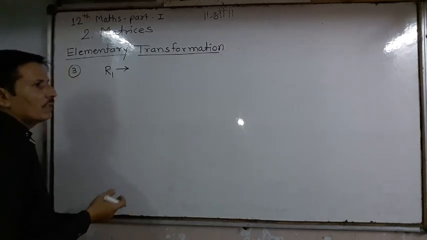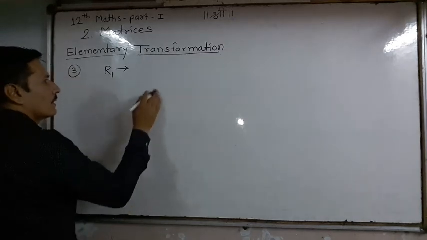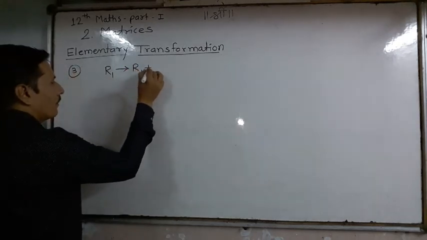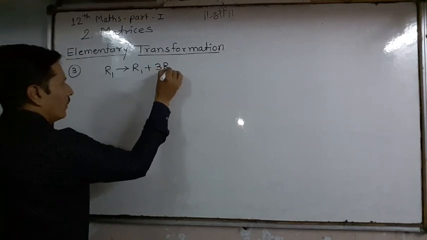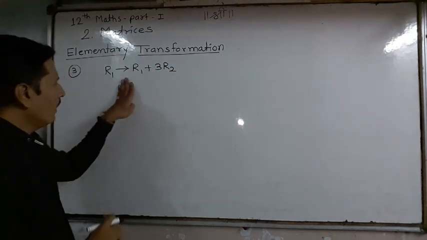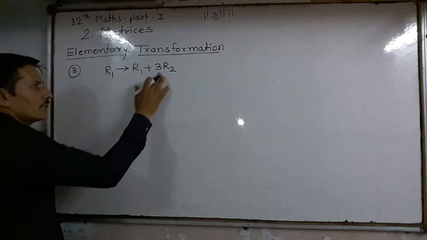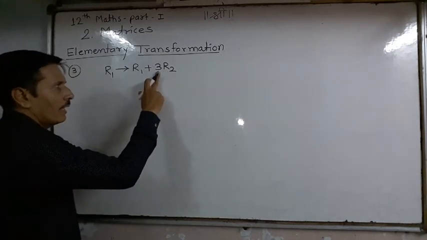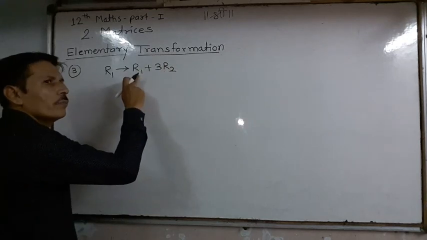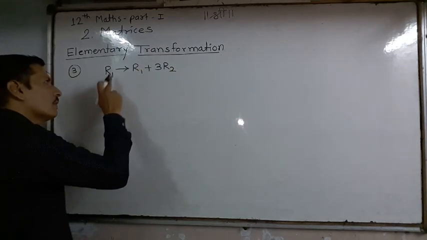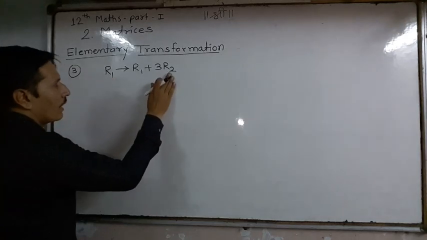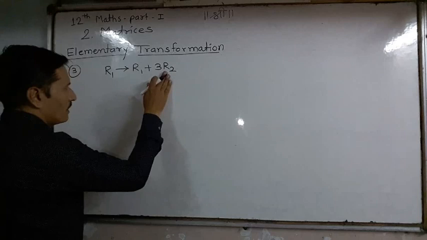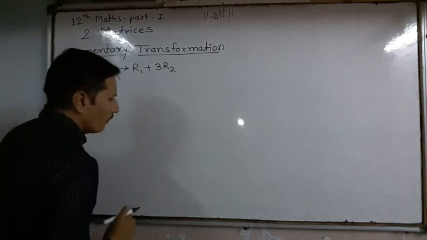How is the first row changing? By adding the scalar multiple of the second row. That means R1 plus 3R2. The meaning of this transformation is: multiply the second row by 3 and add all these multiples to R1. That means the first row is changed but the second row remains as it is. It is only for the transformation that 3 is multiplied to the second row.